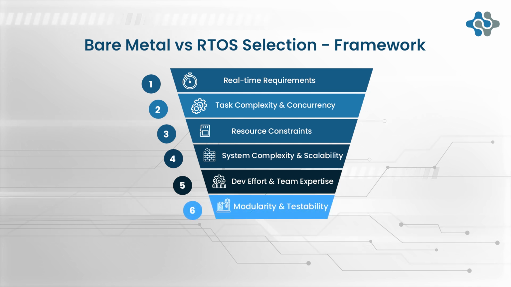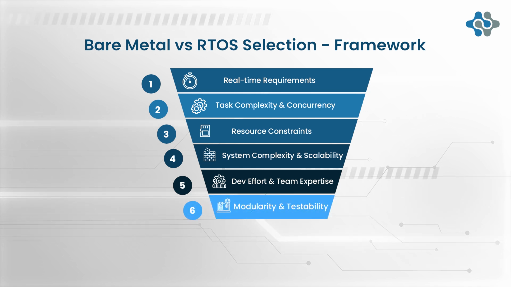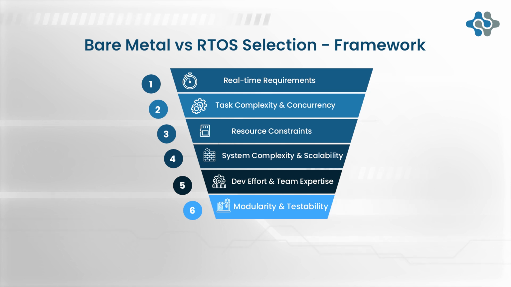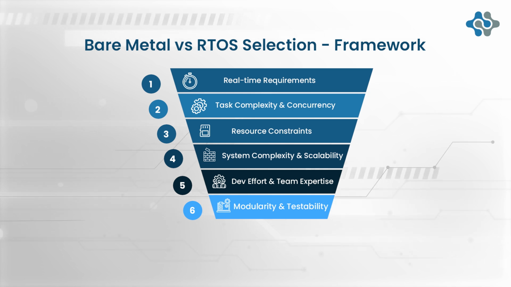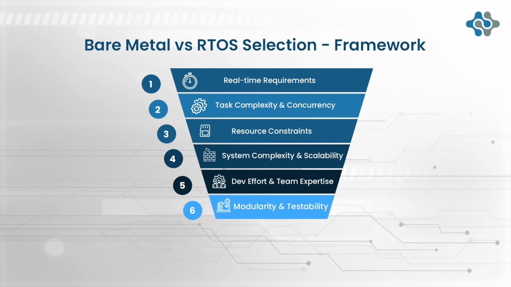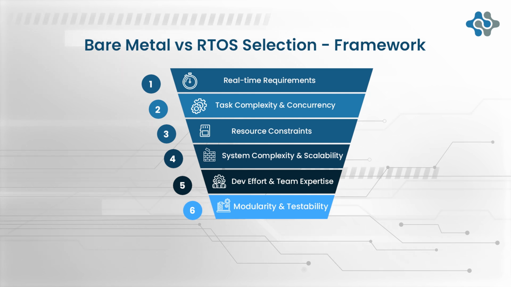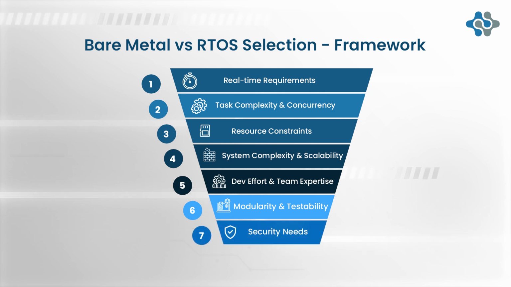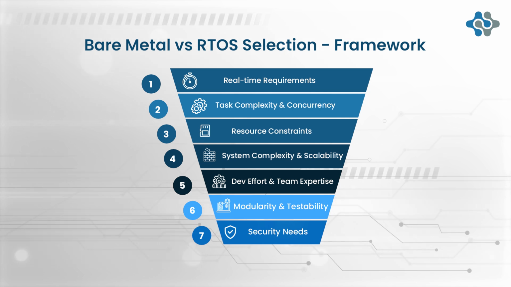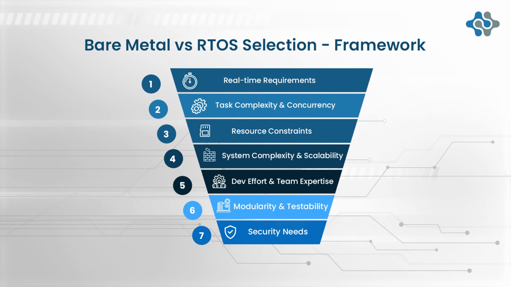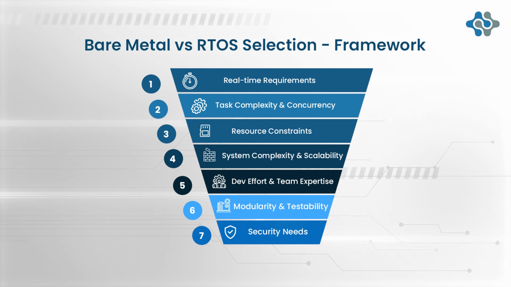Sixth criteria, modularity and testability. Can you develop and test individual pieces of functionality independently? In an RTOS, tasks provide natural boundaries for modular development and unit testing. Testing complex interactions in bare metal often requires full systems. Seventh criteria, security needs. While not exclusive to RTOS, some modern RTOSs offer built-in security features, memory protections, or have certified versions for high security applications, which can be harder to implement from scratch on bare metal.